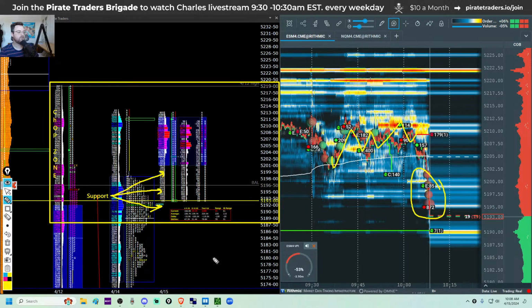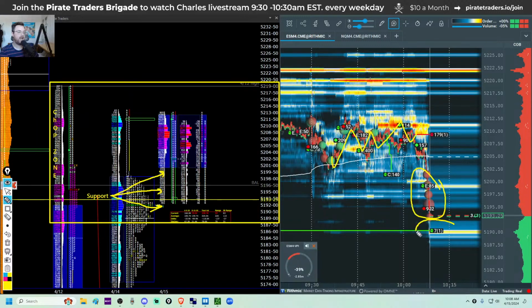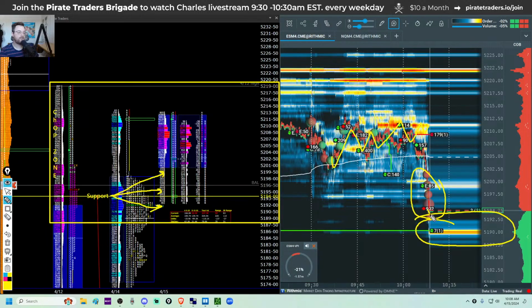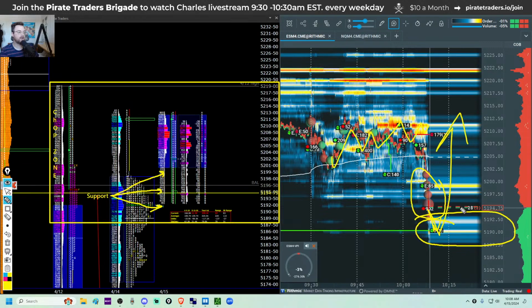Okay, so now we're down to the third potential support. And we will find out what happens with this iceberg at 51.90. Does it fill? Does it disappear? Does it, getting filled, reverse the market back up? Let's see what happens.